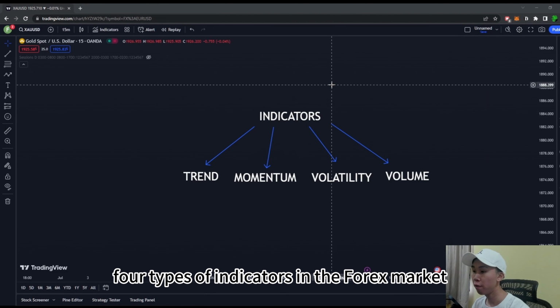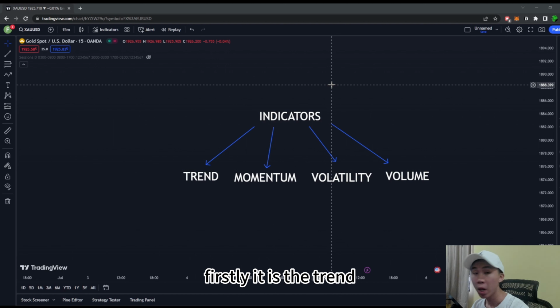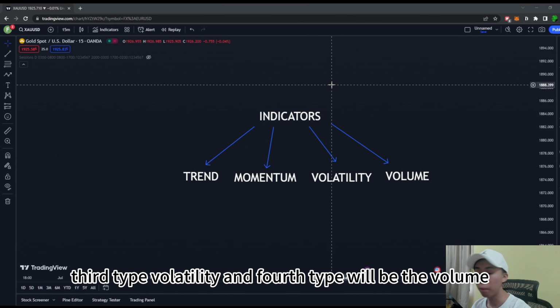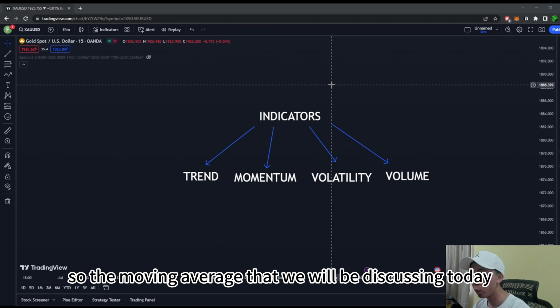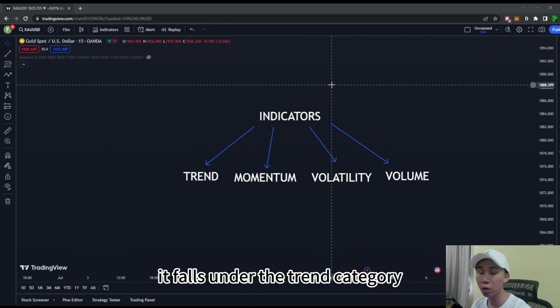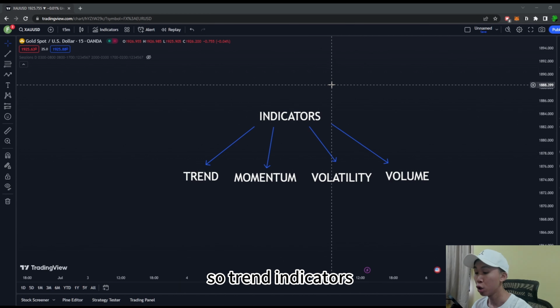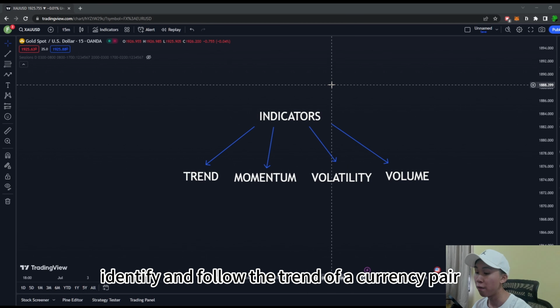There are actually four types of indicators in the Forex market. Firstly, trend. Second type, momentum. Third type, volatility. And fourth type, volume. So the moving average that we will be discussing today falls under the trend category. Trend indicators are designed to identify and follow the trend of a currency pair.